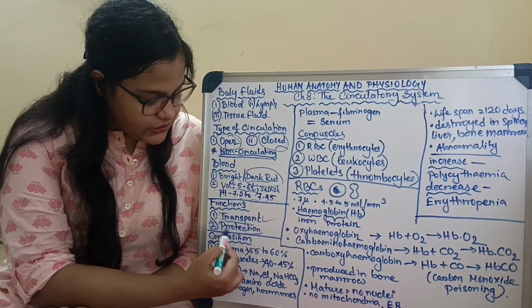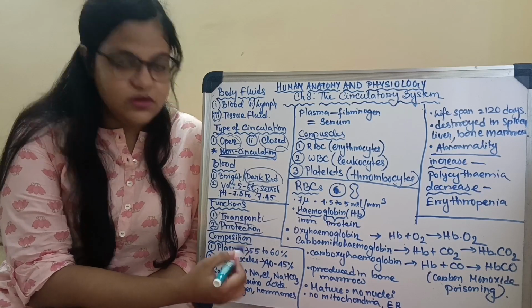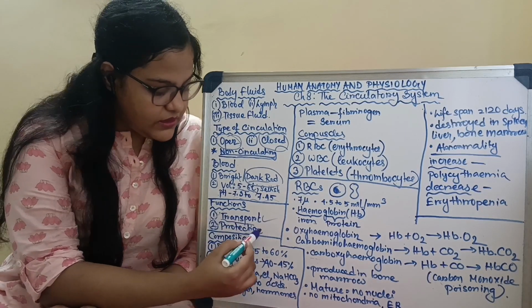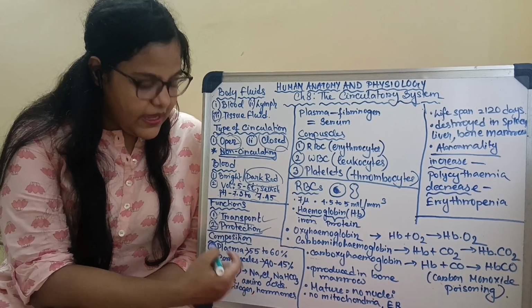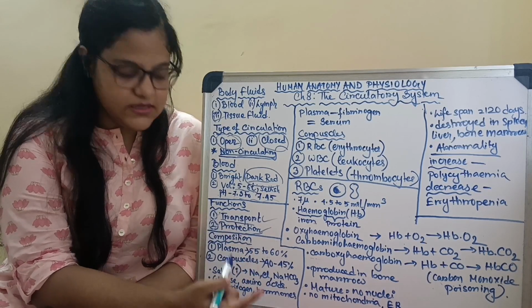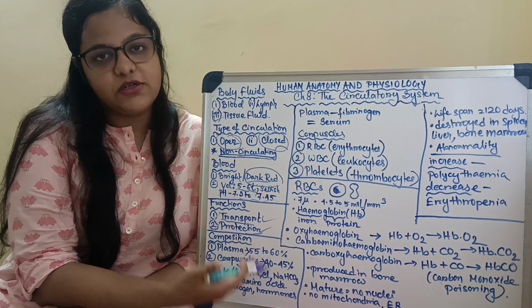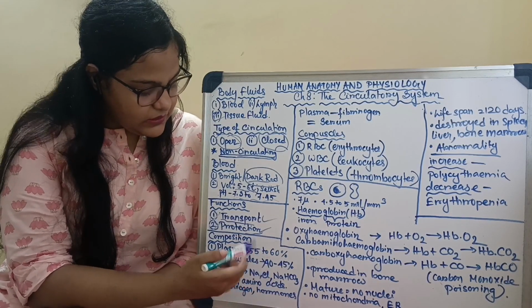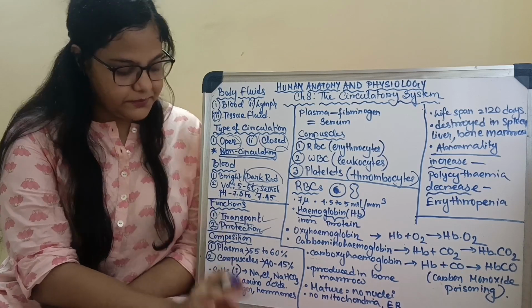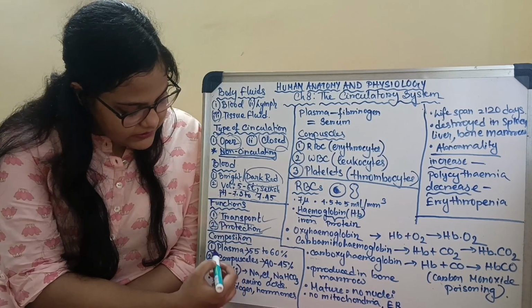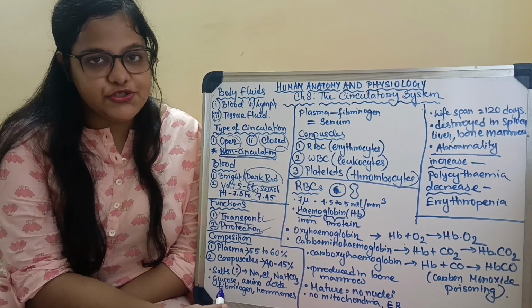Protection. Now protection, we know that blood contains white blood cells, that is WBC, which produce the antibodies and antitoxins, which help in fighting diseases. Blood platelets help in clotting the blood. In this way, blood helps in protection in many ways. Okay, good. Now let us come to the composition of the blood.